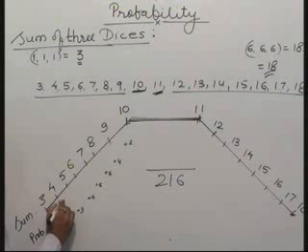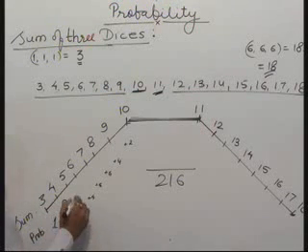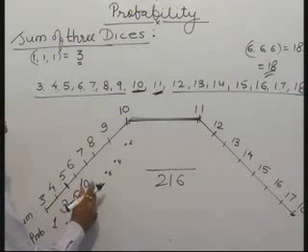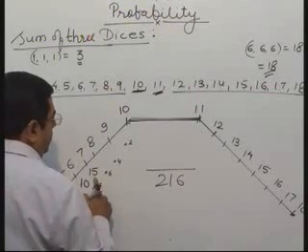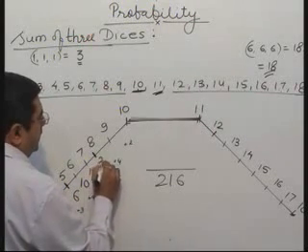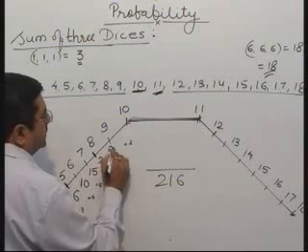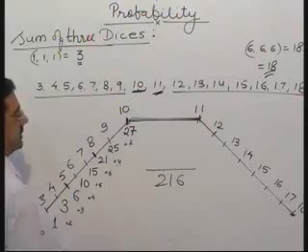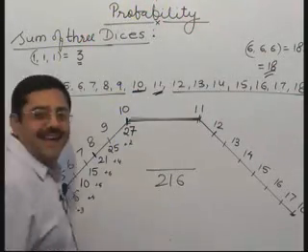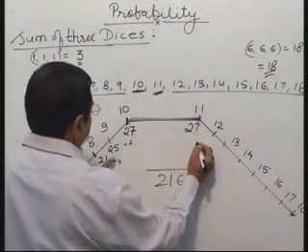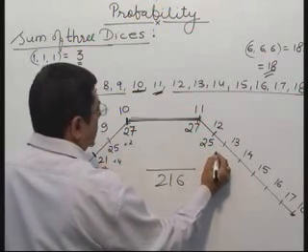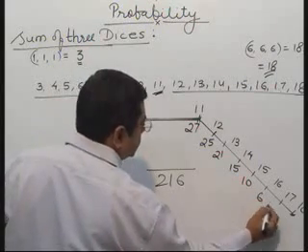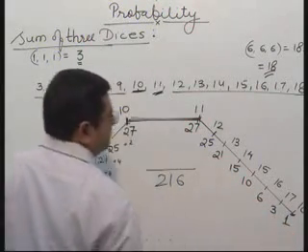नाउ 1 में 2 ऐड कर दीजिए. व्हाट इज इट? 3. 3 plus 3, what is it? 6. 6 plus 4, what is it? 10. 10 plus 5, what is it? 15. 15 plus 6, what is it? 21. 21 plus 4, what is it? 25. 25 plus 2, what is it? It is 27. That's all. Now reduce it: 27, 27, 25, 25, 21, 21, 15, 10, 6, 3 and 1.